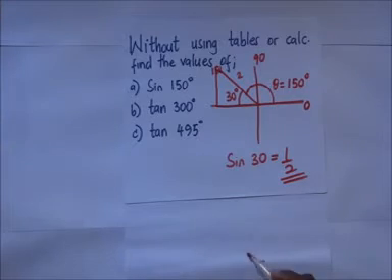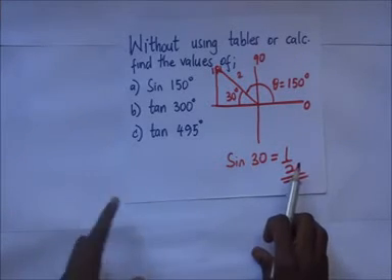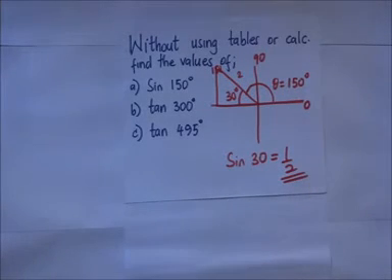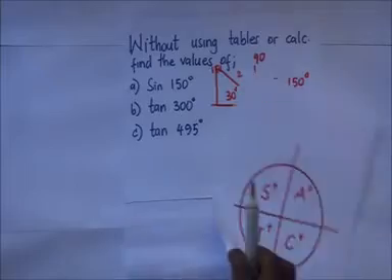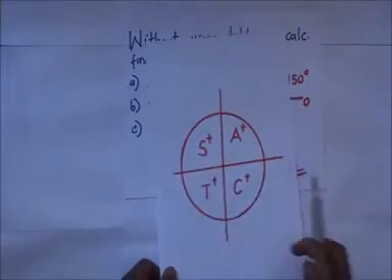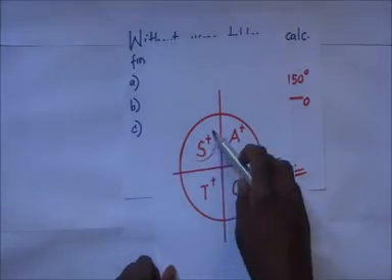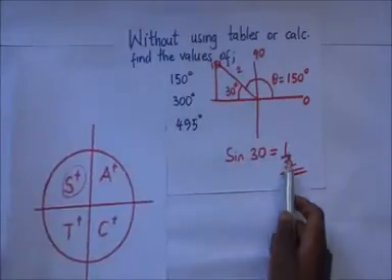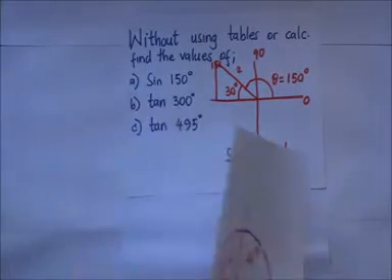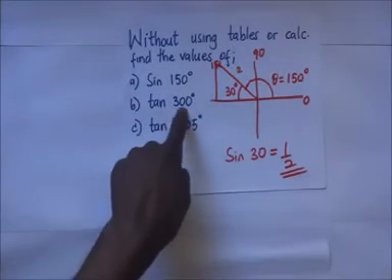And now, is it positive or negative? According to what we've just explored, only sine in this quadrant is positive, the rest are negative. So it's positive a half. We go to the second, tan 300.